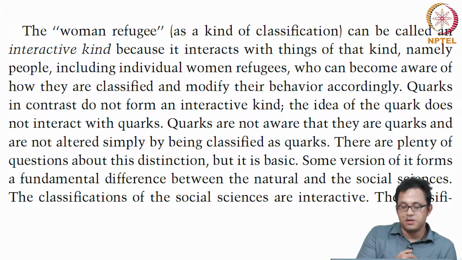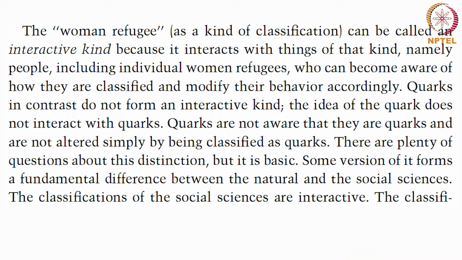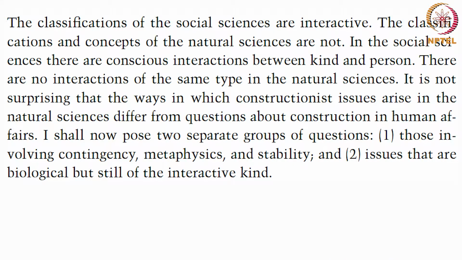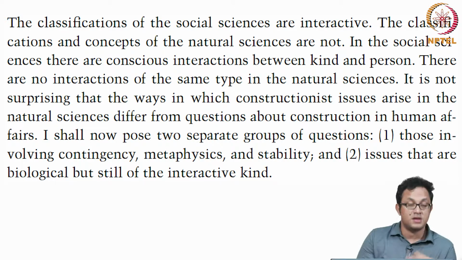Some version of it forms the fundamental difference between the natural and the social sciences. The classifications of the social sciences are interactive. The classifications and concepts of the natural sciences are not. So again, there is an ontological difference between the classifications of natural sciences and social sciences, and that difference lies in interactivity. The social sciences' classifications are more interactive, whereas in contrast the natural sciences' classifications do not interact with each other. Okay? In the social sciences, there are conscious interactions between kind and person.